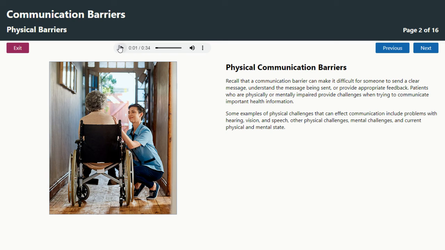Recall that a communication barrier can make it difficult for someone to send a clear message, understand the message being sent, or provide appropriate feedback. Patients who are physically or mentally impaired provide challenges when trying to communicate important health information. Some examples of physical challenges that can affect communication include problems with hearing, vision, and speech, other physical challenges, mental challenges, and current physical and mental state.